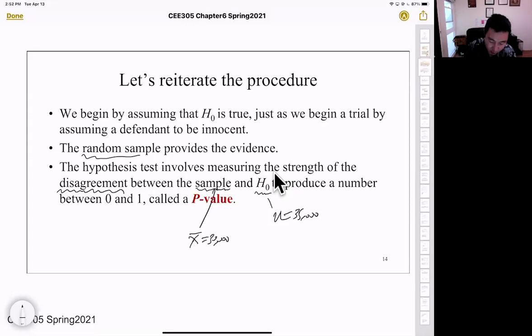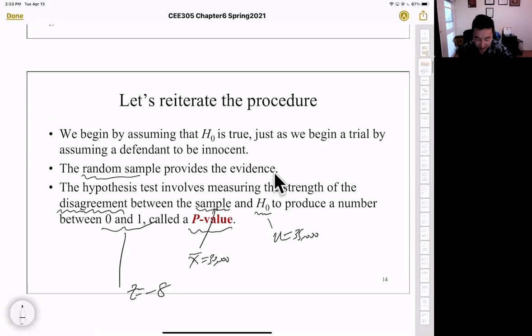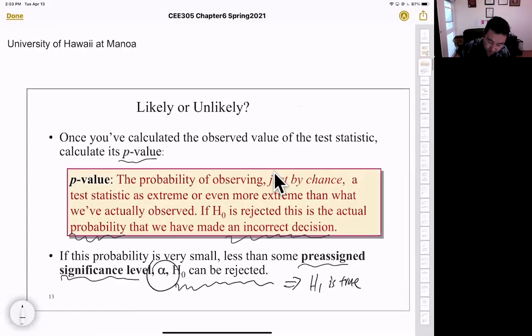So we measure the strength of disagreement between the sample and H0 to produce a number between 0 and 1. In the previous case, we calculated the z-score. The z-score is around -8, so the probability is very, very small. And that number, we call that p-value. The definition of p-value is here.